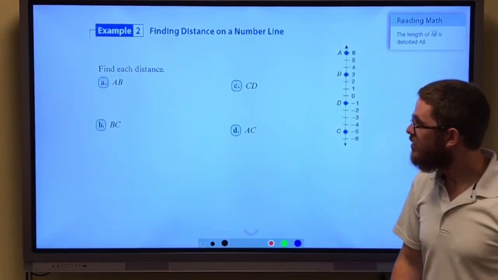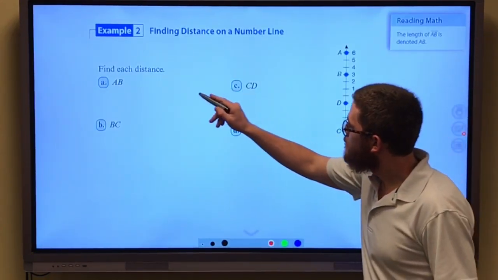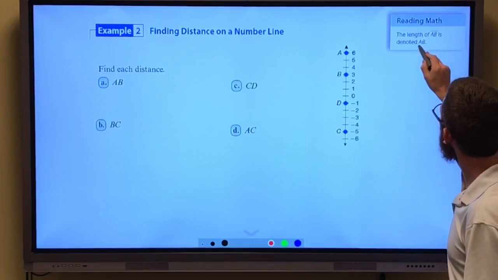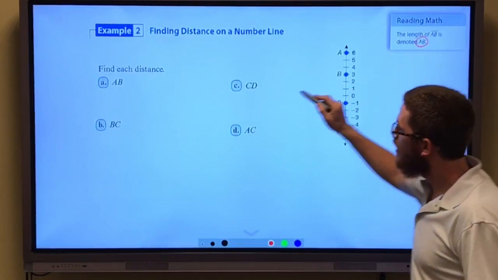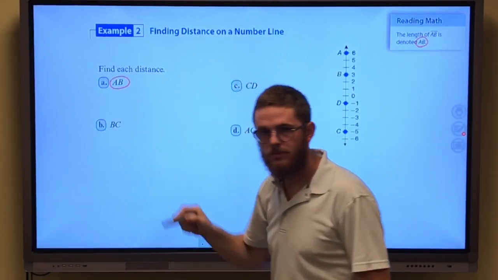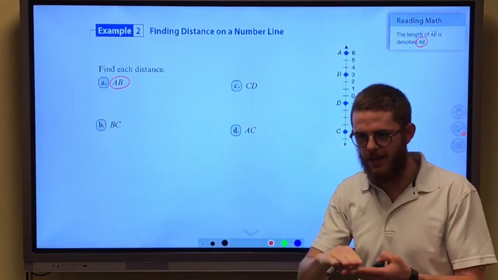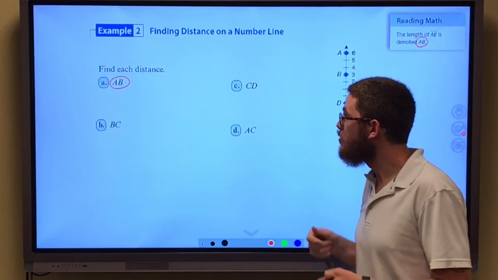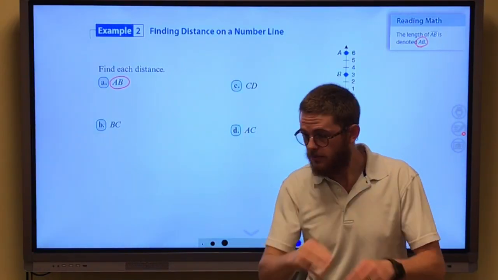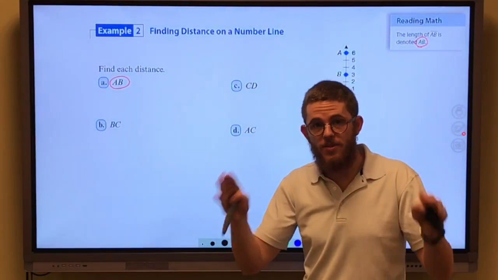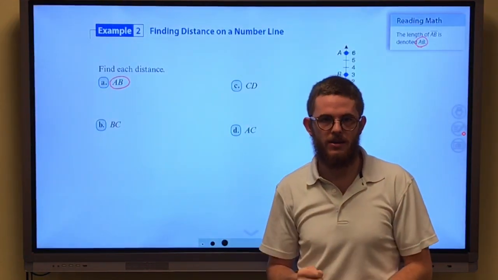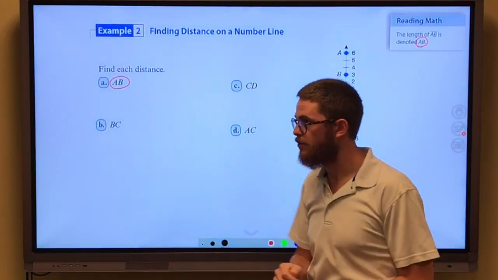So let's find all these distances. And notice our notation. I know it says it over here. If we want to find AB, well, there's not a segment symbol on top or a line symbol on top. If we don't put a symbol above 2 letters, this is saying we want to know the distance from A to B. That's what it's saying.